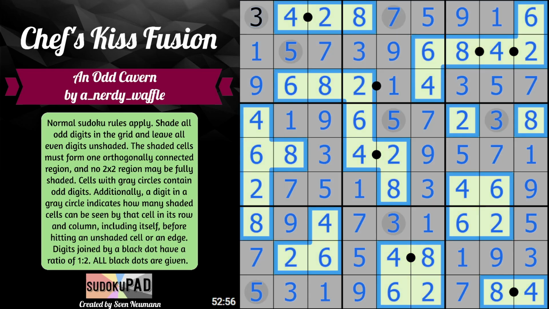That was an odd cavern. I hope you gave that a try. This was a very fun Sudoku to do. I might take a look at the other Sudokus featured for the monthly puzzle prompt, but I'm definitely glad that I came back to A Nerdy Waffle on this one because this was a great puzzle. A Nerdy Waffle, you did an amazing job.